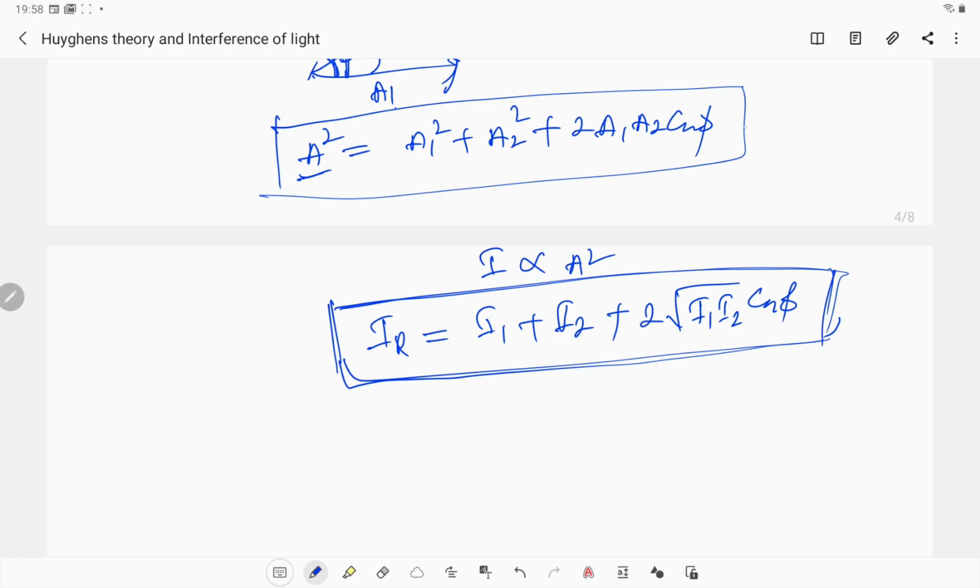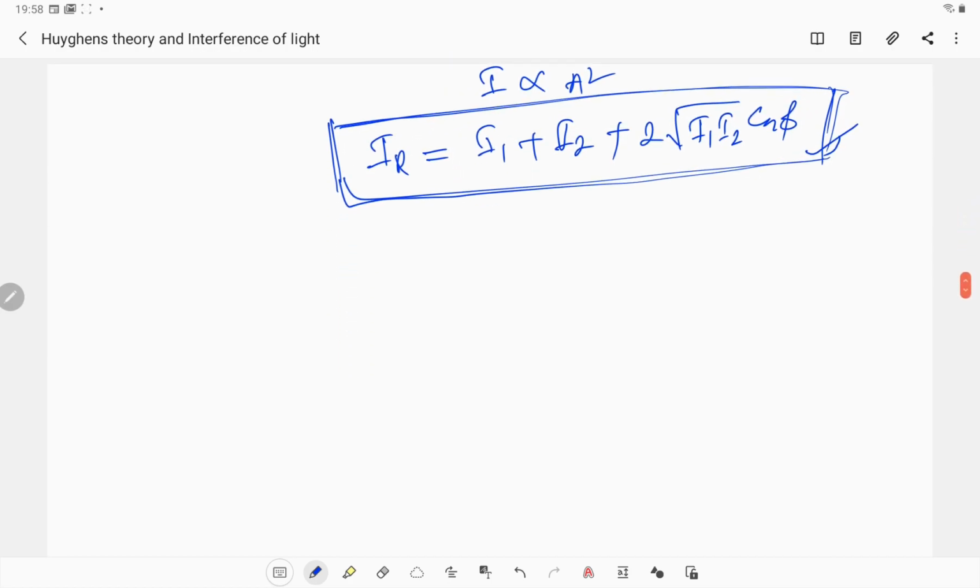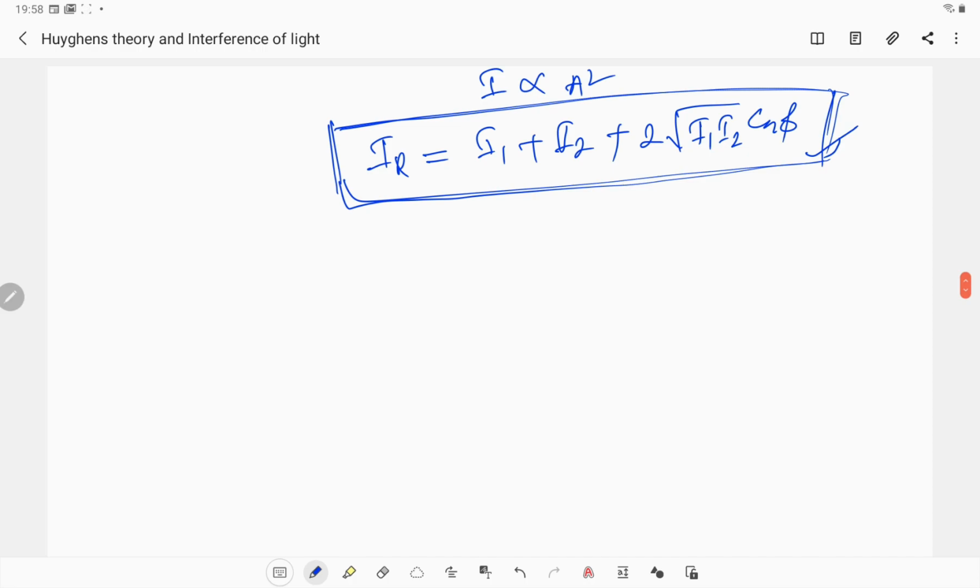Resultant intensity. This is resultant amplitude, resultant intensity. Next, there is Young's double slit experiment, and we can discuss that also. Before going to that, in Young's double slit experiment, both the waves have the same intensity. Therefore, I1 and I2 are equal, and I am taking it as I0.